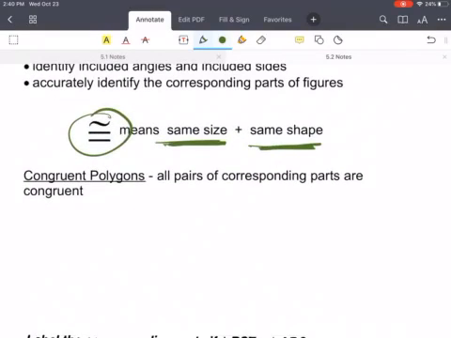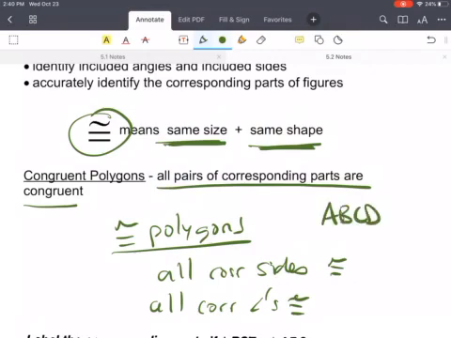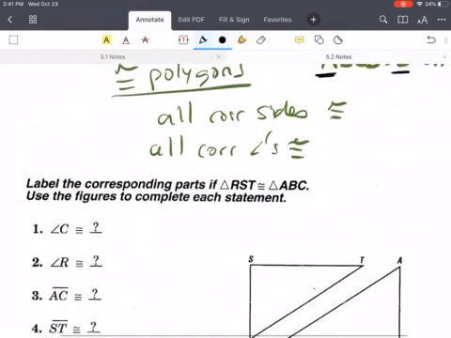And when that happens, that means that we have all pairs of corresponding parts are congruent. So when you have congruent polygons, we're talking about all corresponding sides are congruent, and all corresponding angles are congruent. And when we say corresponding, we're talking about in corresponding locations. So if I were to say that quadrilateral ABCD is congruent to quadrilateral EFGH, the order in which I list these is important. So I am saying that A is equal to E, and B is equal to F, and segment CD is equal to segment GH. So the order matters when we're talking about corresponding.